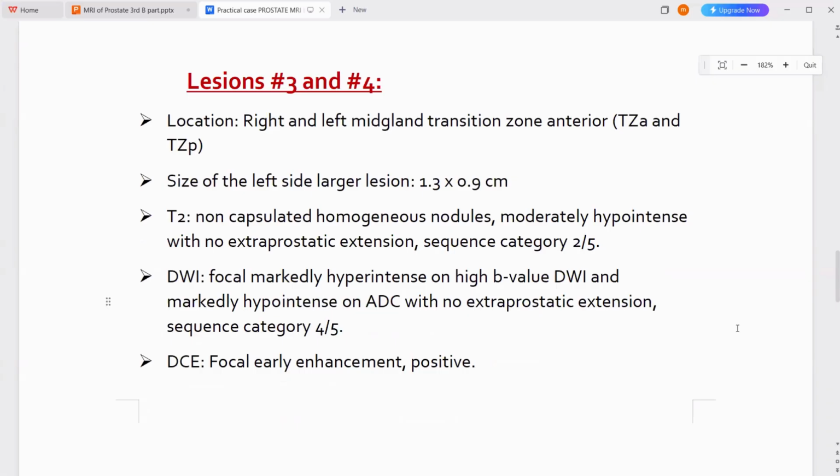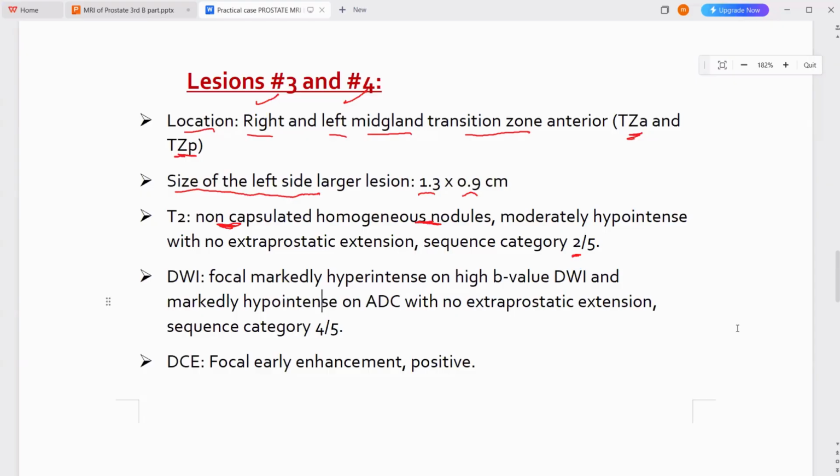Now we will shift to the transition zone. We have 2 lesions, lesions 3 and 4. These lesions are located at the right and left side mid-gland transition zone, TZa and TZb on either side. The size of the left side lesion is larger, 1.3 times 0.9 centimeter. These nodules are non-encapsulated homogeneous nodules. So it is nodules, but without any capsule. So this one is score 2.